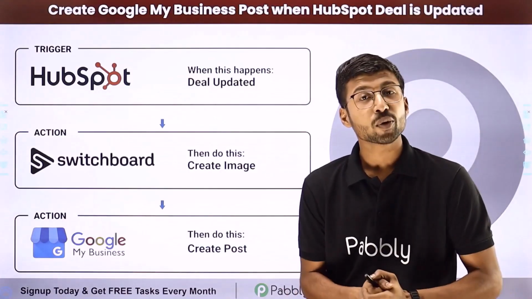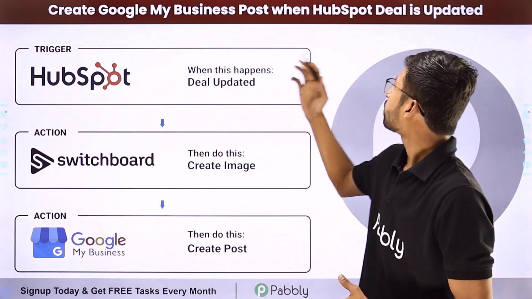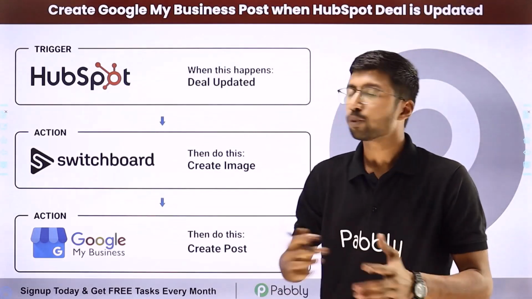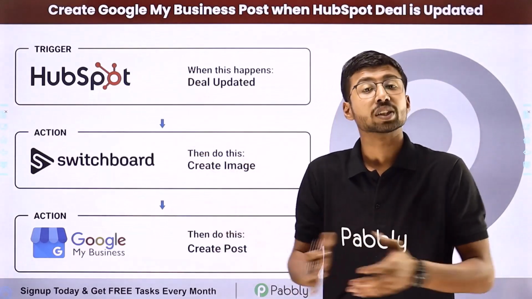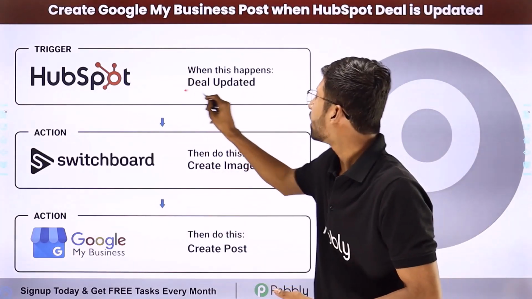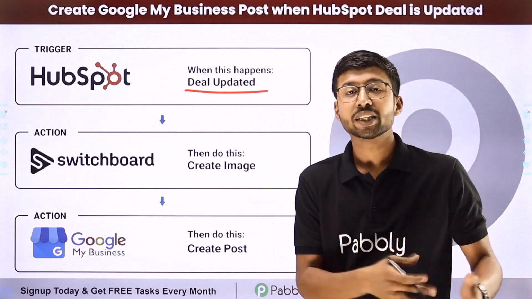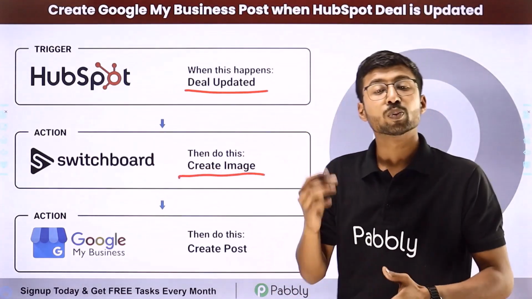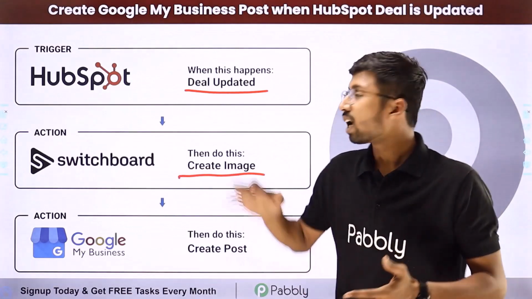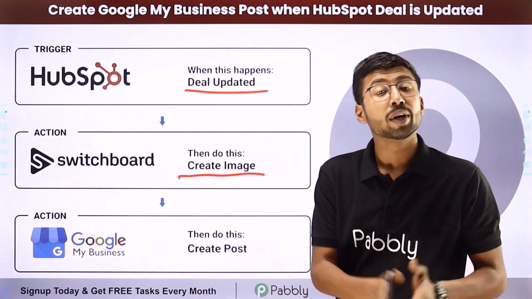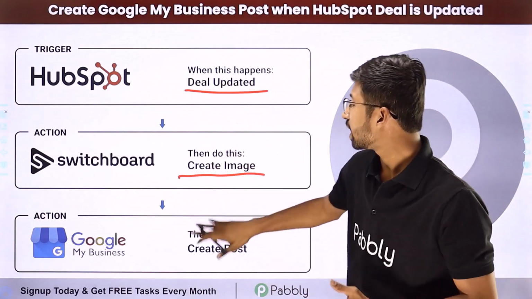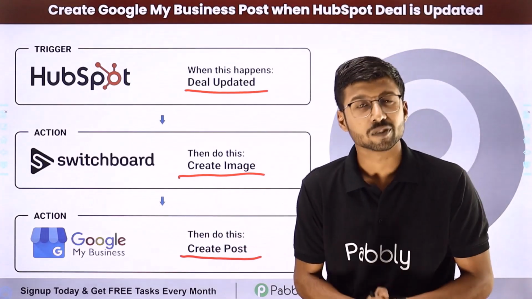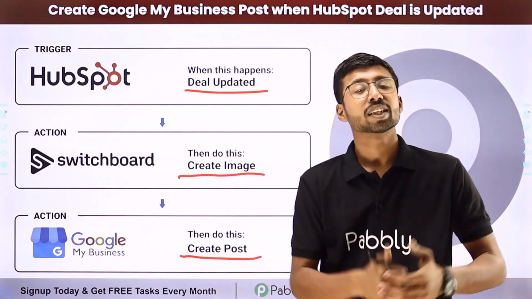So in this video, we are going to learn how to create Google My Business post when HubSpot deal is updated. So in this automation, guys, suppose you are using HubSpot to manage all your business deals. So whenever you are going to update a deal in HubSpot, automatically using those details and Switchboard canvas, we are going to create an image to post on Google My Business. And then after creating the image with the details of the updated deal, we are also going to share the same image on our Google My Business account as a new post with the details of the deal as well. Now, guys, how you can set up this automation?